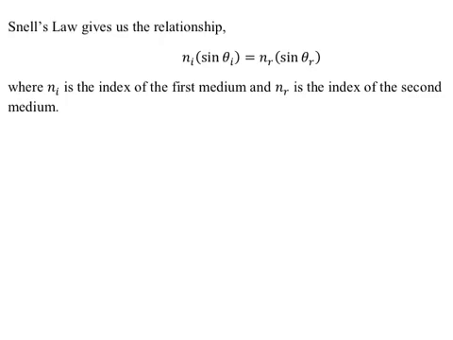So here's what Snell's law tells us: Ni times the sine of theta i is equal to Nr times the sine of theta r. I stands for incident, or incoming ray. You could call either one, I don't care. R stands for refracted, not reflected, refracted.